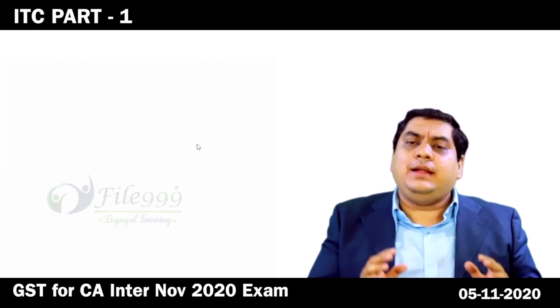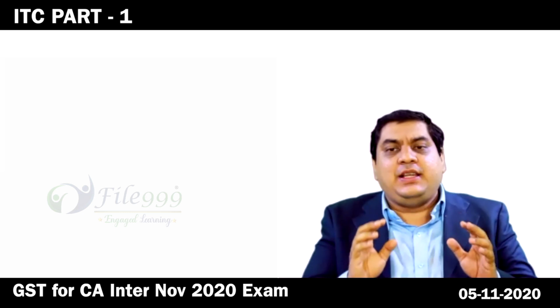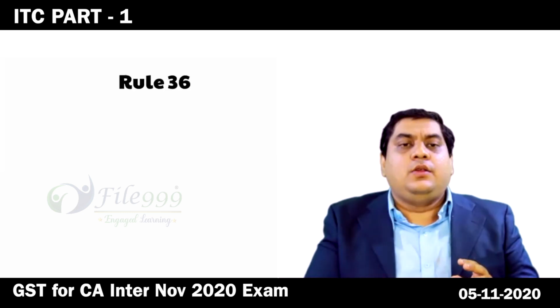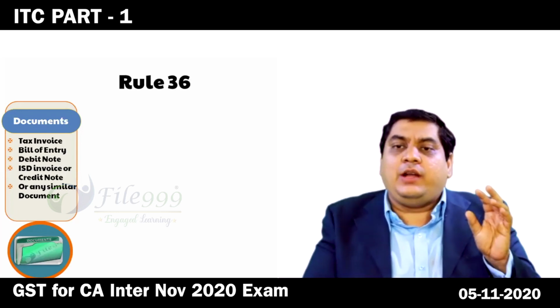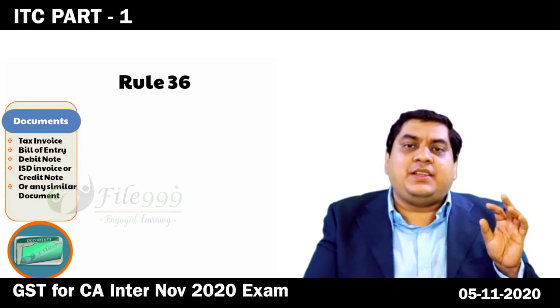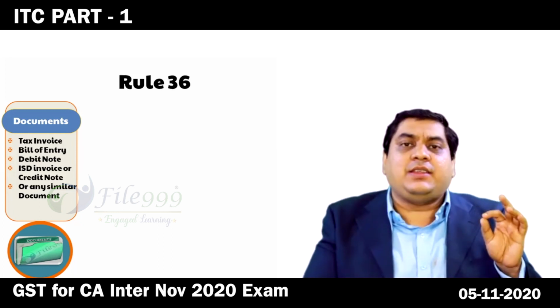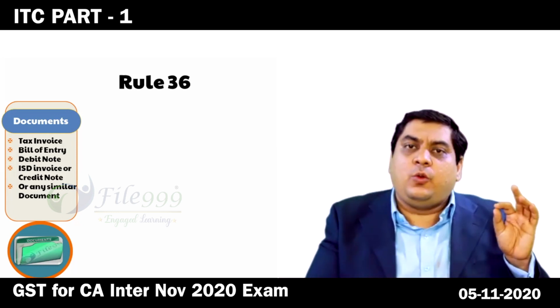Moving ahead, let's look into Rule 36 and Rule 37, which give some additional conditions for claiming ITC. So Rule 36 says what the documents are which are required for claiming ITC. Well, we already discussed that documentation is an important aspect, otherwise a person cannot claim ITC. So the list of documents is given in Rule 36.